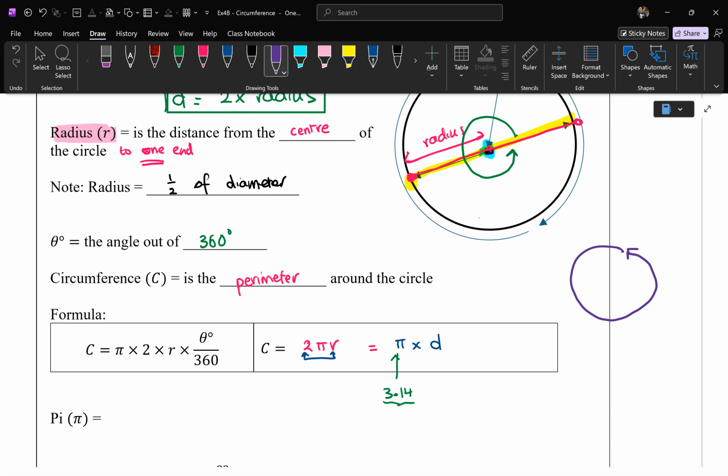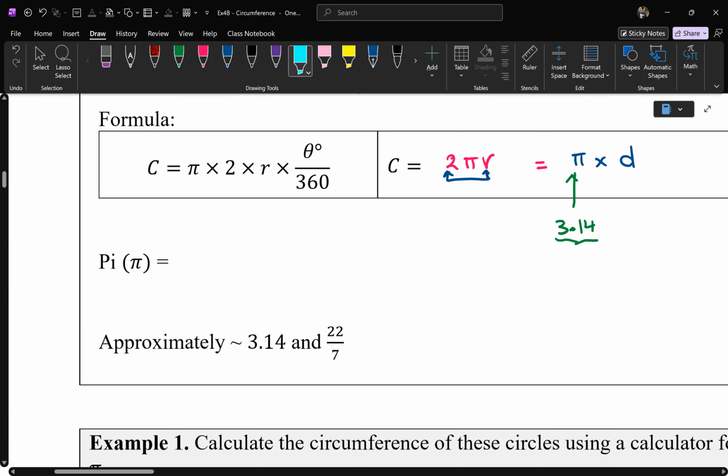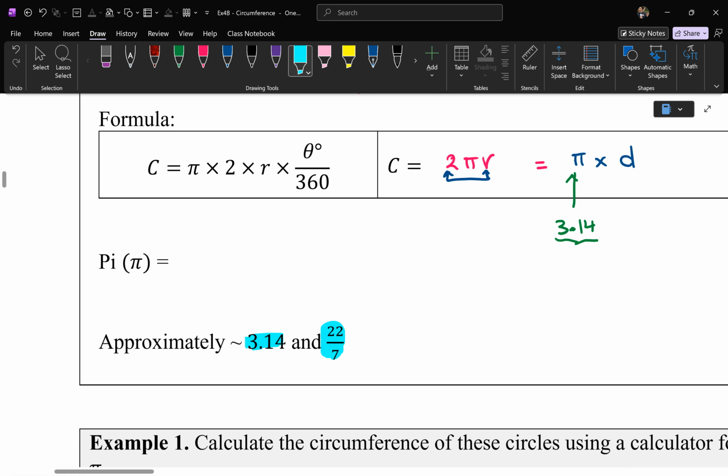All right. So here we go. Now pi, in your textbook, they can use 3.14 and they can use 22 over 7. But you only use these numbers if they say approximately. If your question does not say approximately what is the value, you do not use 3.14. That means on your calculator, you actually have to use the pi symbol. Okay, so you have to know where the pi symbol is on your calculator and use that because there's a difference.